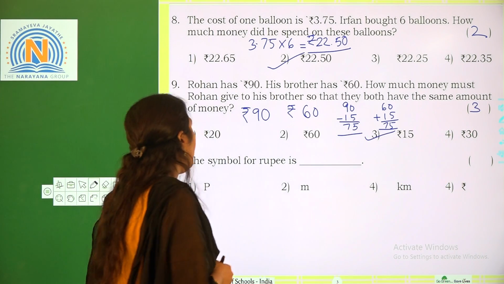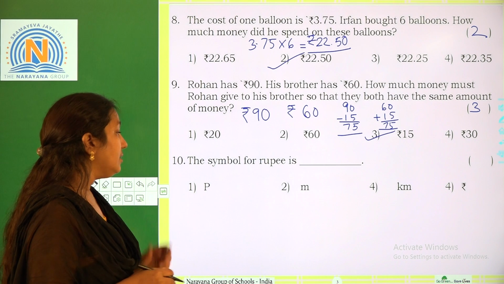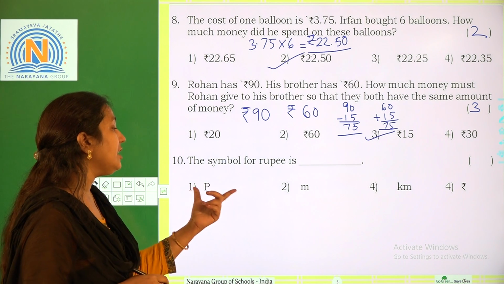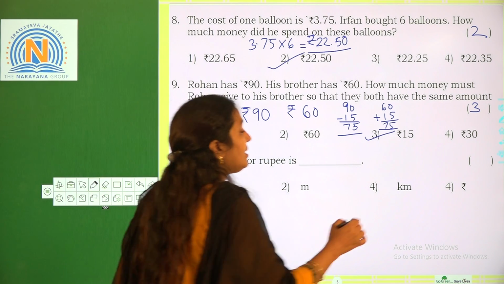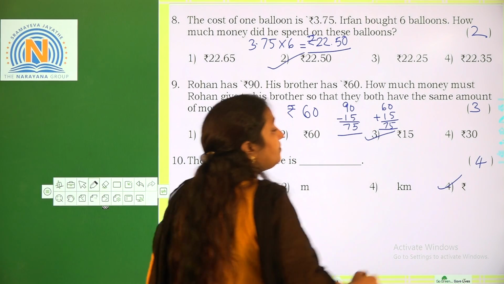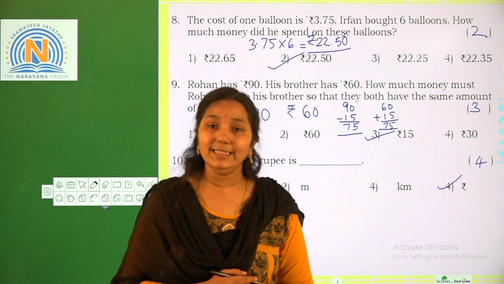3. The symbol for rupee is, what is the given one? P is paise, M is meter, km is kilometer, and the rupee symbol. Which is the correct option? Option 4. So once again, practice, children. Thank you.